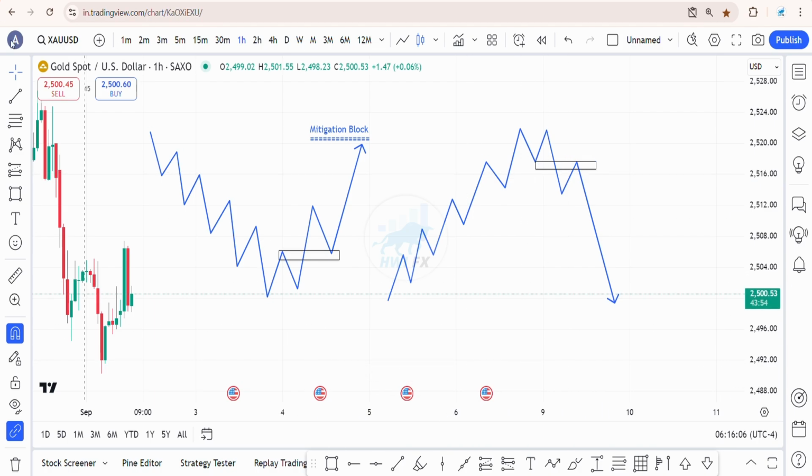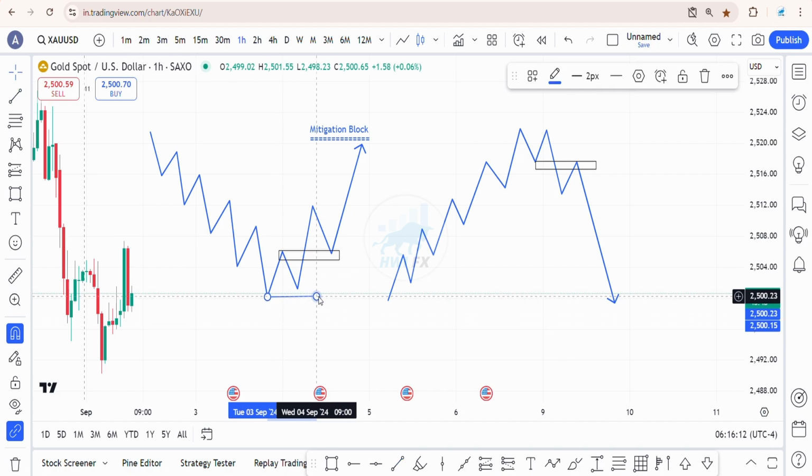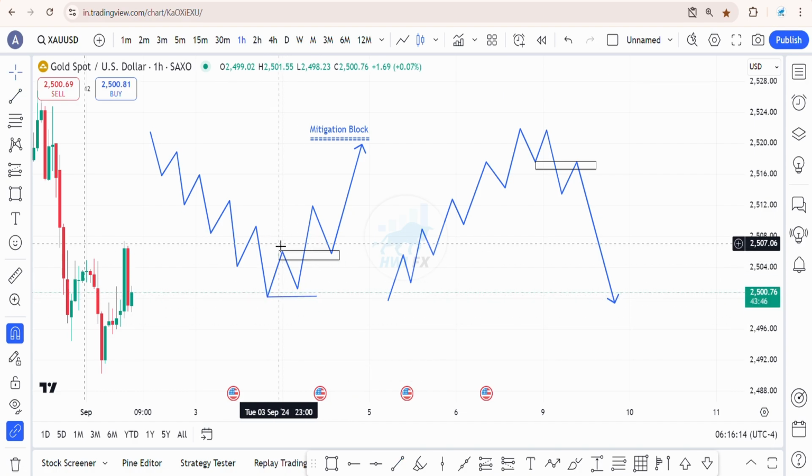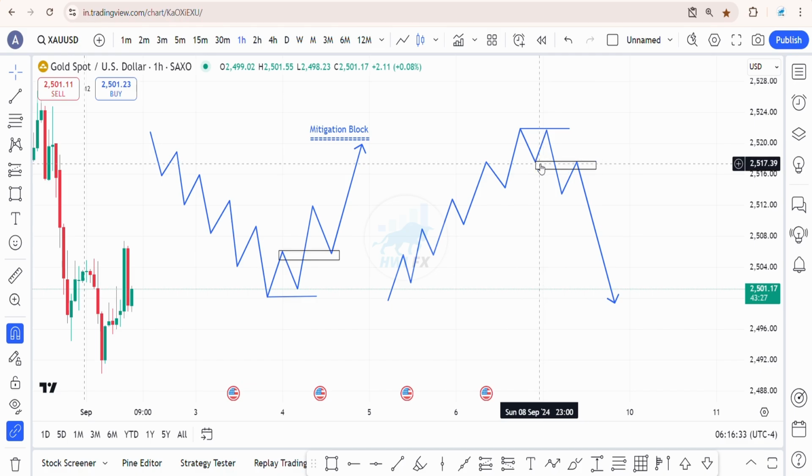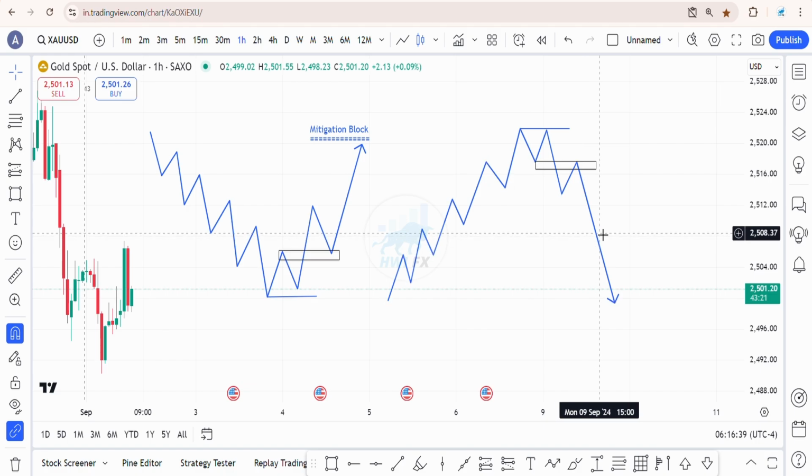The very important thing is why we call it a mitigation block. If we are bearish, the market will fail to sweep or break the low. So the market will fail to sweep the high over here and then it will break the low. And the same scenario happens here.